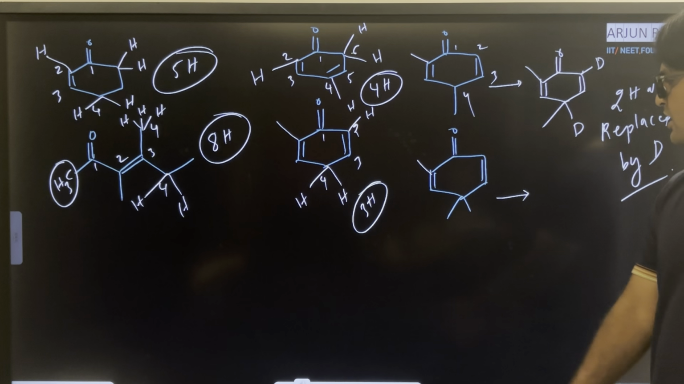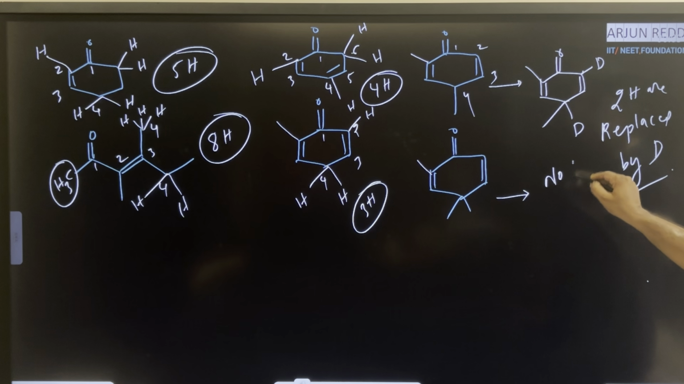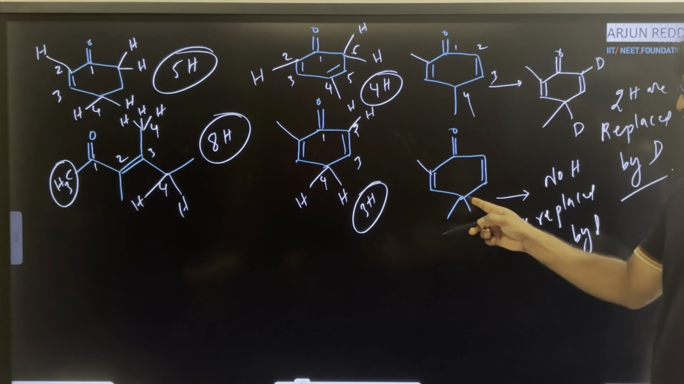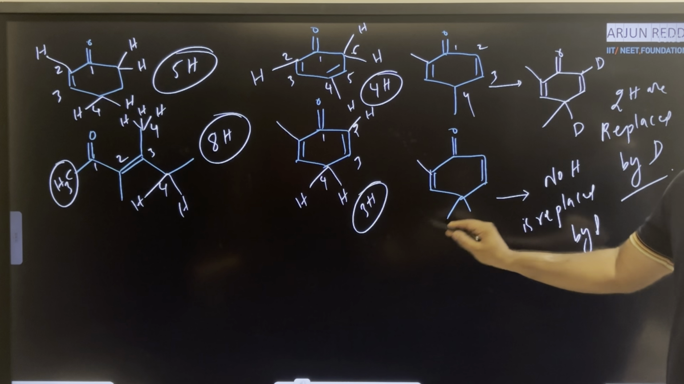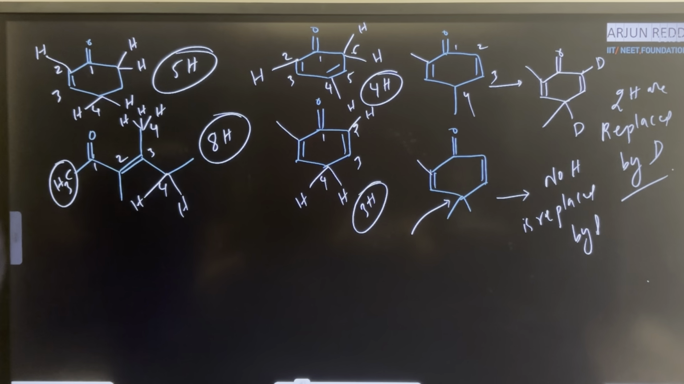Yes. Now tell me the last one. Is there any replaceable hydrogen atom? No hydrogen is replaced by deuterium. If a replaceable hydrogen is present at the 4th position, then we can also use the 2nd position. But here there is no hydrogen atom. There is no replaceable hydrogen in the given compound.